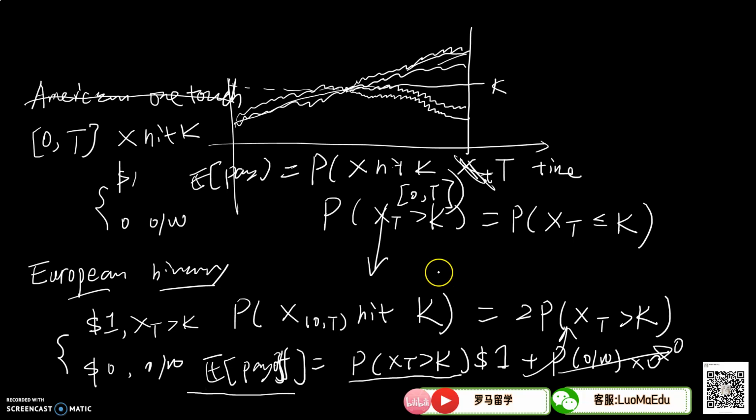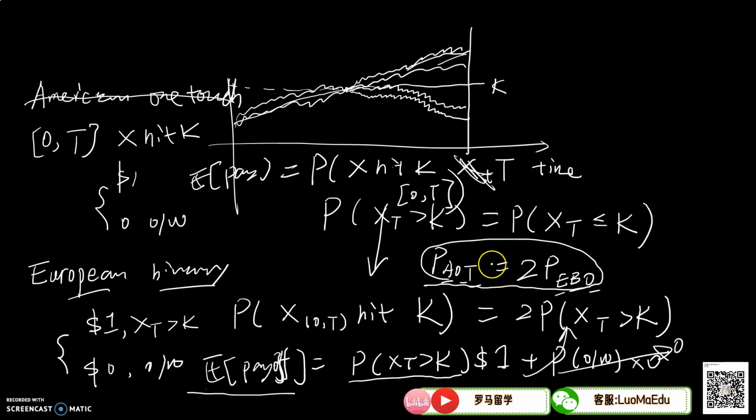So in that way, your American one-touch price, where AOT stands for American one-touch, will be equal to 2 times the price of the European binary options, where EBO stands for European binary options. Theoretically they should be equal to each other, but usually you will observe some inequality there, maybe because of liquidity risk or other things. But theoretically, the American one-touch should be equal to 2 times the European binary option.